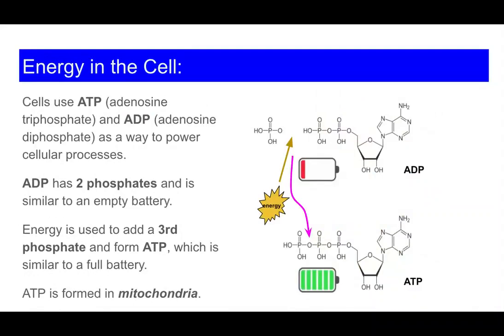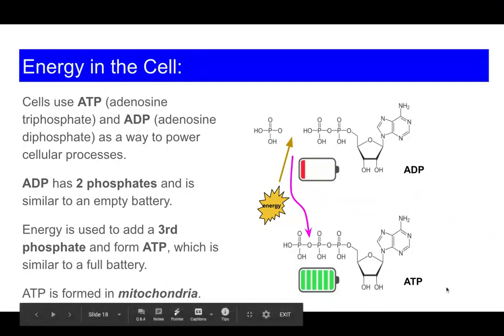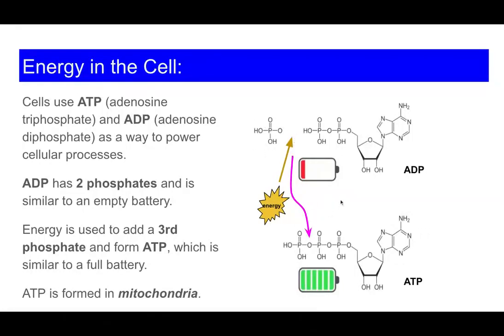Now, all cells have to use energy and get energy. The two main molecules that we talk about in biology for energy are ADP and ATP. They're really more or less the same molecule. They just have one small difference, and that's a phosphate group. So ADP has two phosphates at the end. That's these P molecules here on this tail.